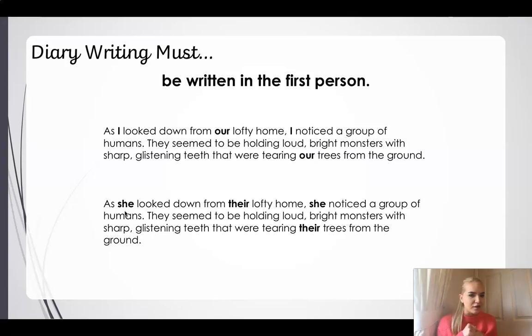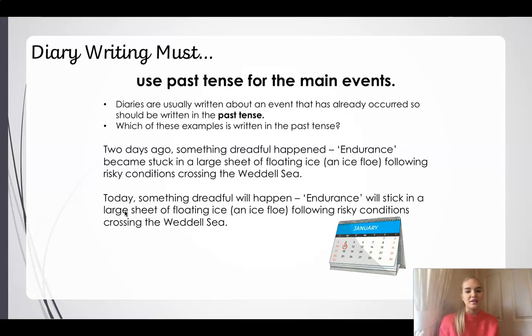Can you think of any other first person pronouns? Fantastic. So the first one is written in first person and the second one is not. Did you remember that our diaries must be written in past tense? Why should they be written in the past tense? That's right, because diaries are about something that's already happened. So an event that's already occurred.